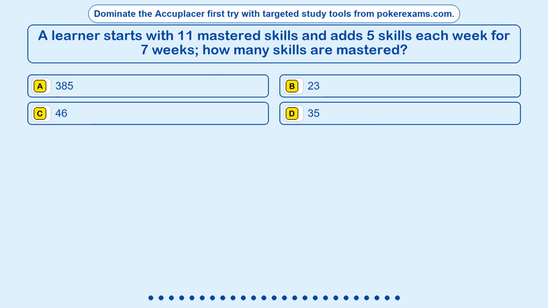Question 8. A learner starts with 11 mastered skills and adds 5 skills each week for 7 weeks. How many skills are mastered? Option A, 385. Option B, 23. Option C, 46. Option D, 35.